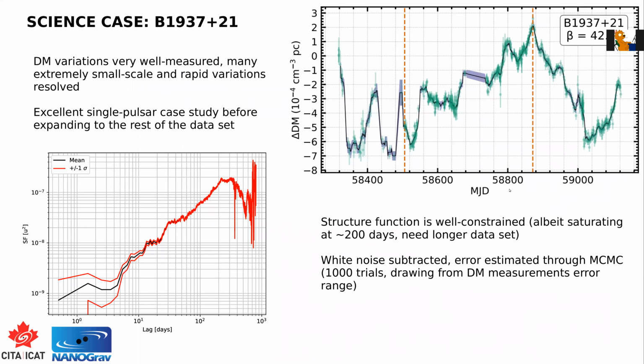So looking more carefully at 1937, we are using this to develop some of the techniques that we're going to eventually apply to the entire data set for this work. So this is things like looking at the structure function. Now we only have a short data set, so we maybe can't really see that much of interest at the moment, but we can certainly resolve the basic shape of the structure function.